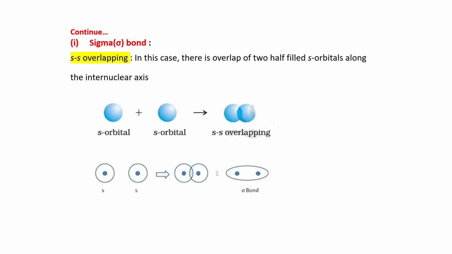Now we can see the formation of a sigma bond by s-s overlapping. This s orbital of one atom is overlapping with the s orbital of another atom like this. This part represents the partial merging of atomic orbitals. This can also be represented like this: this is s, and this is overlapping, and this results like this. In this case, this is the electron density after the formation of overlapping, and this electron density is concentrated in between these nuclei.